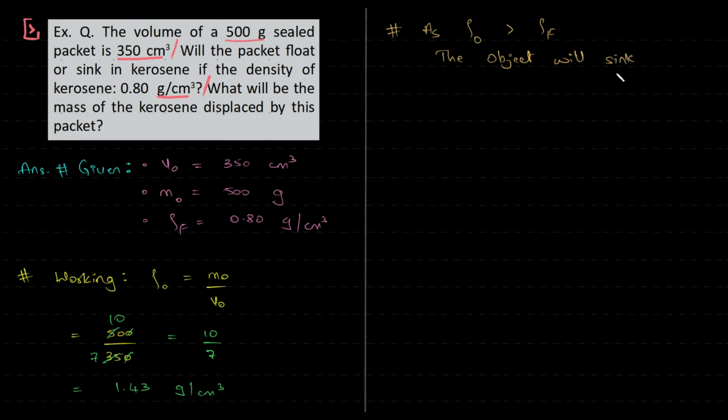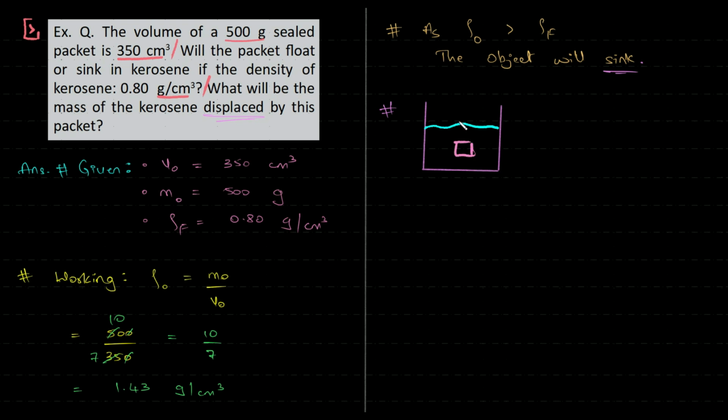Okay guys, so underline the word sink so that it's easier for your teacher to correct. Now the question of the mass of the kerosene displaced by the packet. How will we figure out the mass of what displaced? This is very important. Well, let me begin by drawing a diagram. So we have the container which has the kerosene. Okay, so it has the kerosene up to this level.